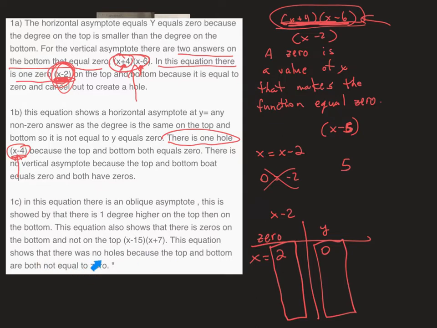Because this right here is not true, right? This equation shows that there were no holes because the bottom and top are both not equal to 0. Well, sometimes the bottom is and sometimes the top is. It's just there's no one x value that makes them both 0, and that's how you would know that there's no hole in that graph. All right, hopefully you guys are catching on and you'll be able to pick out some of these mistakes.